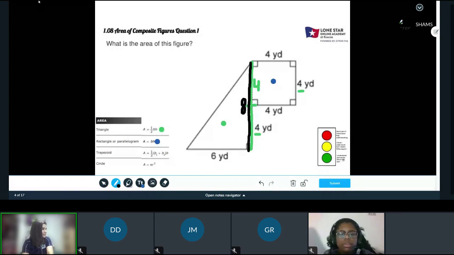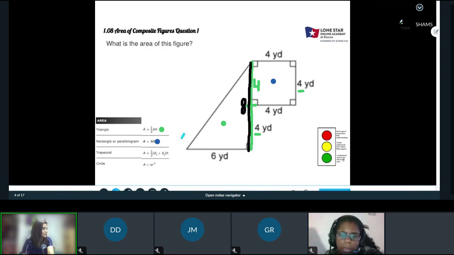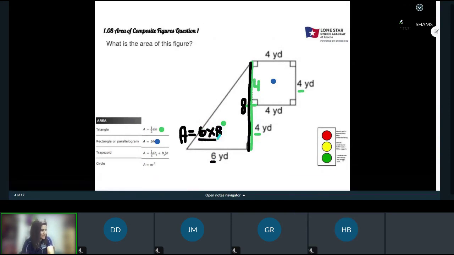Let me see how you guys are doing it. Good, Heaven. The height of the triangle is going to be 8. 4 plus 4. So therefore, in order to find the area of the triangle, I'm going to do base times height. Base is 6, over here, right? Base is 6 times height of 8. 6 times 8. Then I get 48. 48 divided by 2 is the area of the triangle, and you get 24.